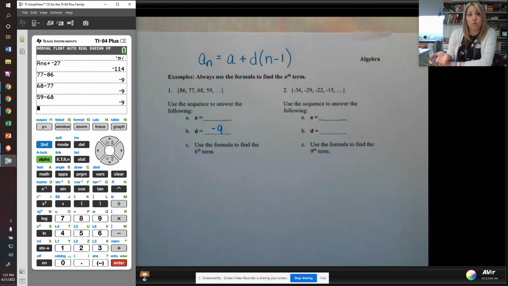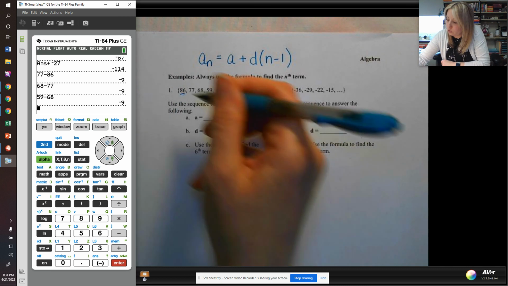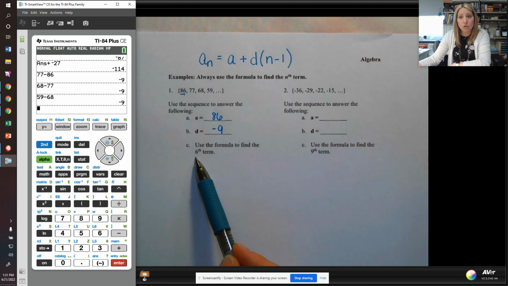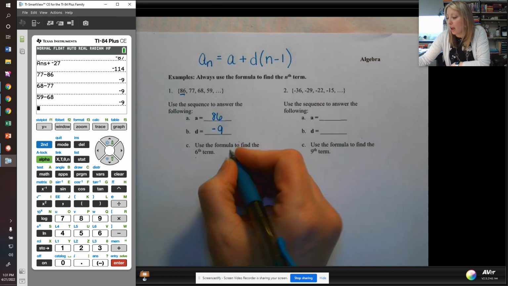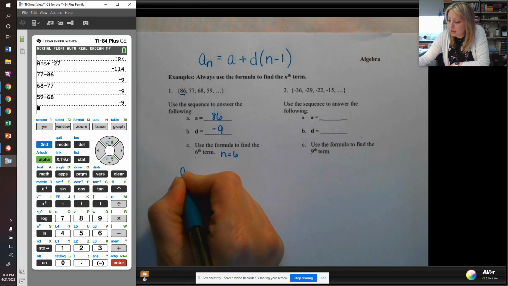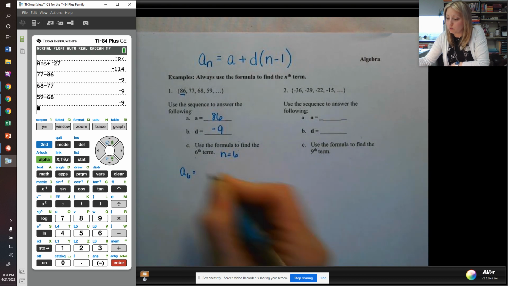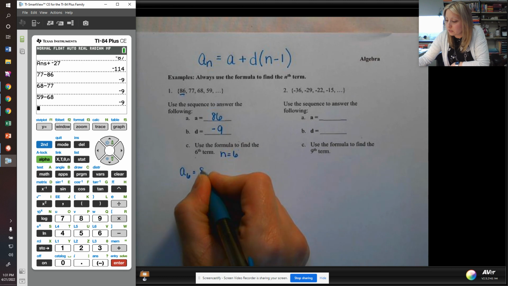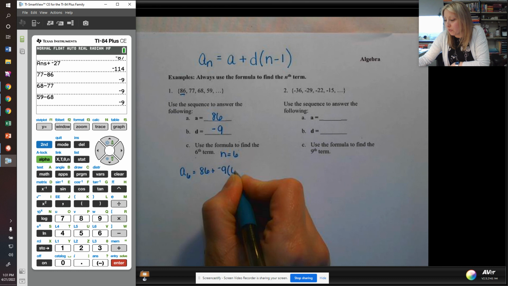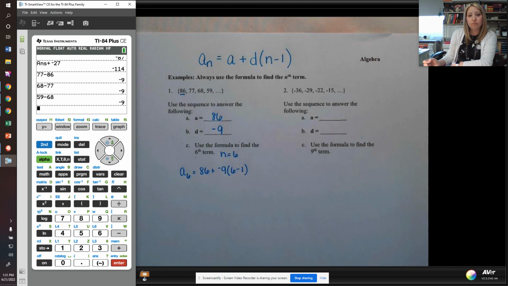What was our initial value in our sequence? That was this 86 right here. And we want to use our formula to find the sixth term. So the sixth just gave us our n equals 6. So now let's plug in. A subscript 6 is equal to, our A value is 86, plus our D value is -9, times, in parentheses, 6 minus 1. And we can plug that right into our graphing calculator. So 86 plus -9 times 6 minus 1.